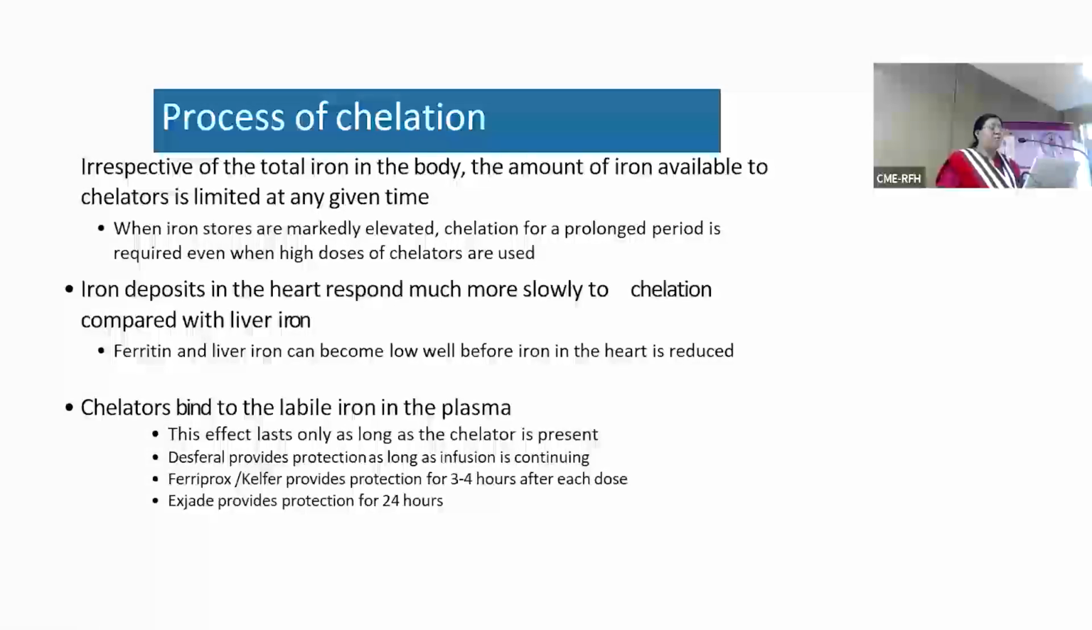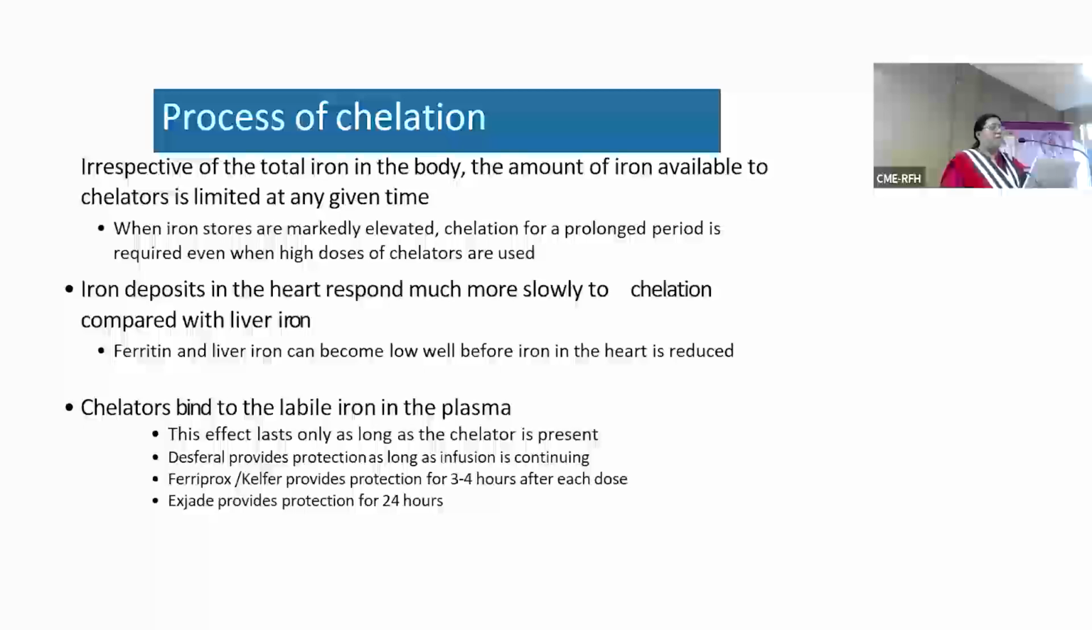So when iron stores are markedly elevated, chelation over a prolonged period is required, and high doses of chelators are used. Iron deposition in the heart responds very slowly as compared to liver and ferritin. Therefore, when the iron is deposited in the heart, it is always a very advanced stage of iron deposition, and therefore ferritin and liver iron can be removed easily.